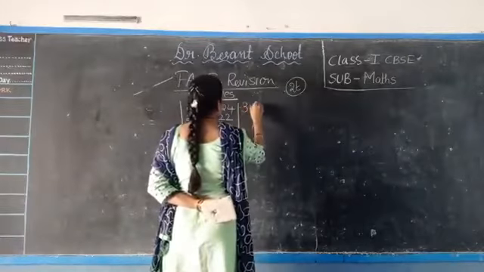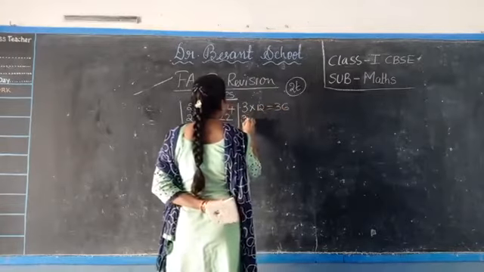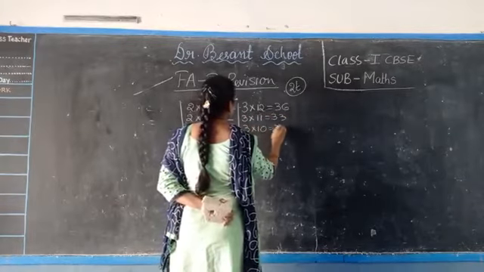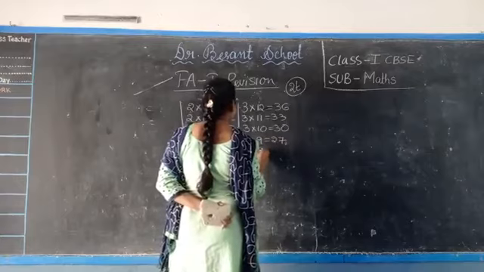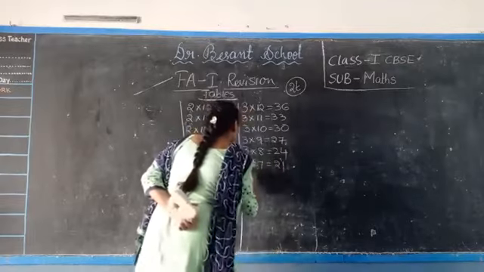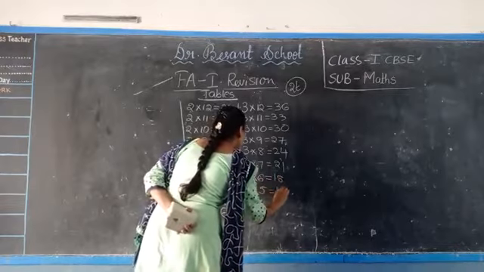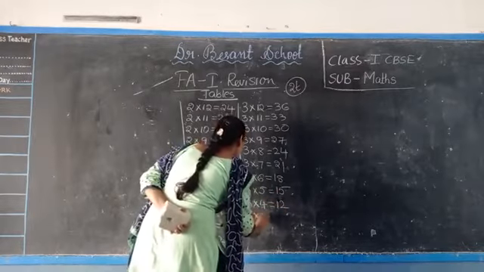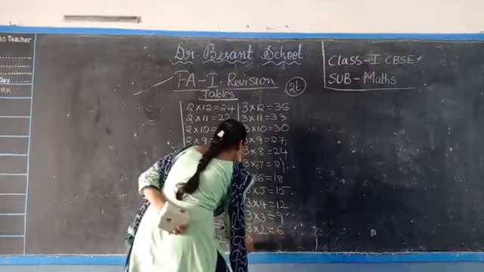Now 3 table. 3 12s are 36, 3 11s are 33, 3 10s are 30, 3 9s are 27, 3 8s are 24, 3 7s are 21, 3 6s are 18, 3 5s are 15, 3 4s are 12, 3 3s are 9, 3 2s are 6, 3 1s are 3.